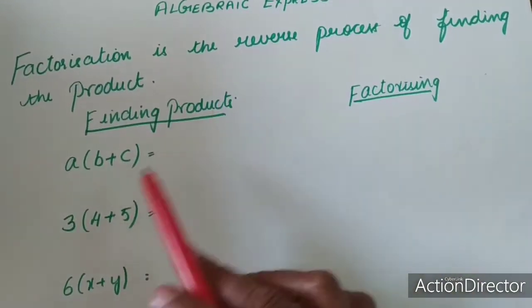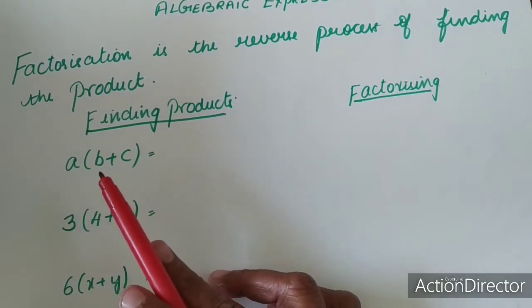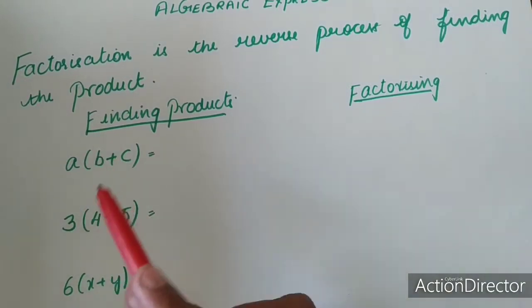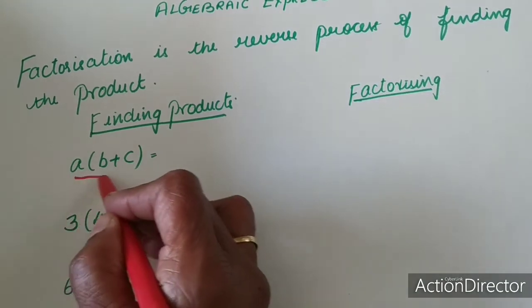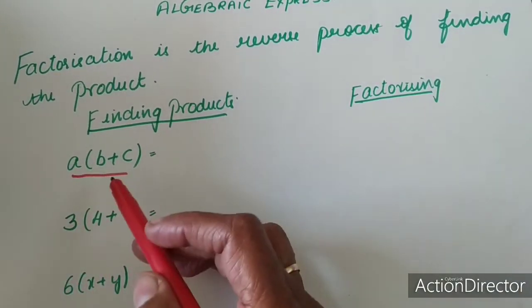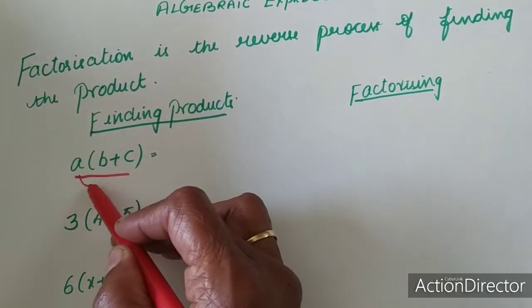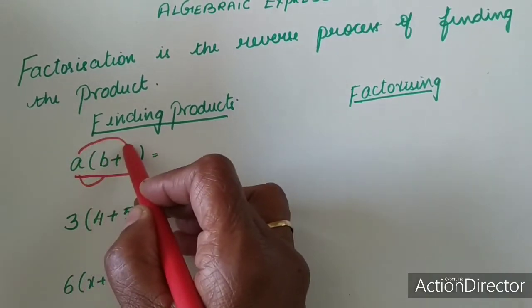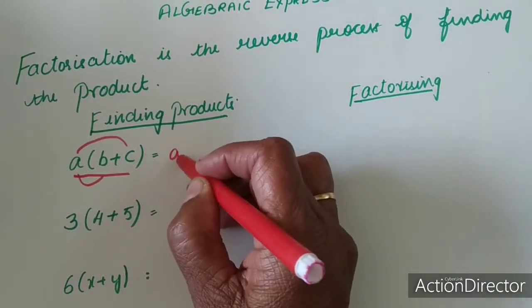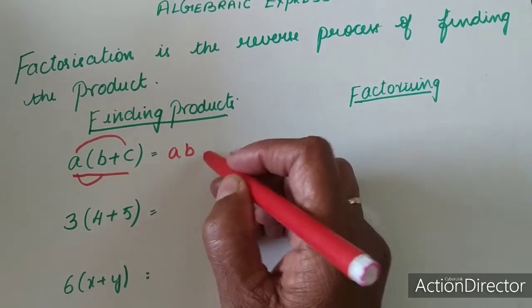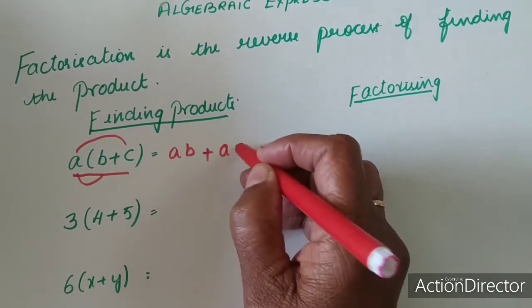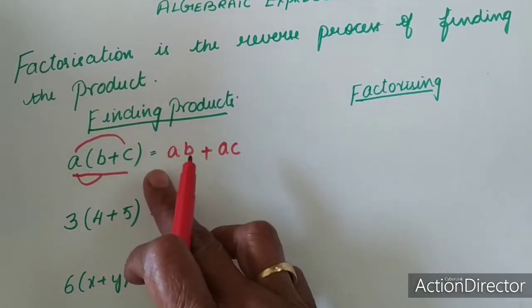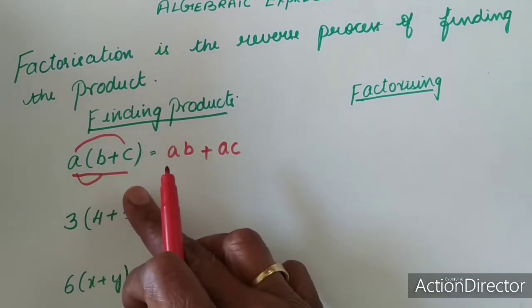For example, if you are asked to find the product of A into B plus C, this is nothing but the distributive property you are learning from your lower class. How do you do the distributive property? A into B plus A into C. So let me write that: A into B plus A into C. This is how you find the product using distributive property.